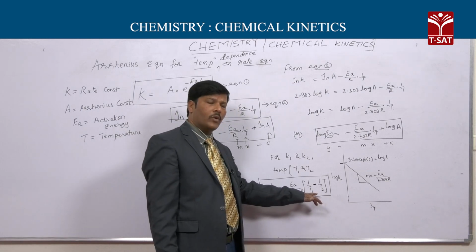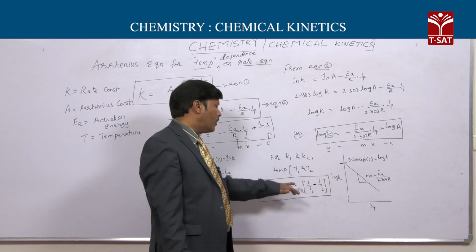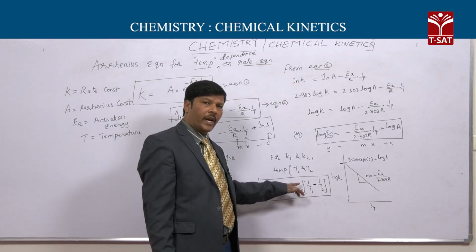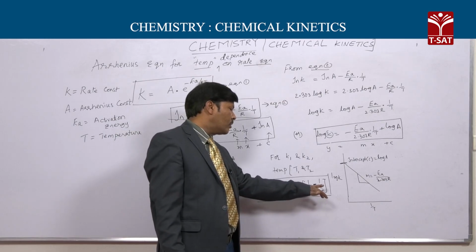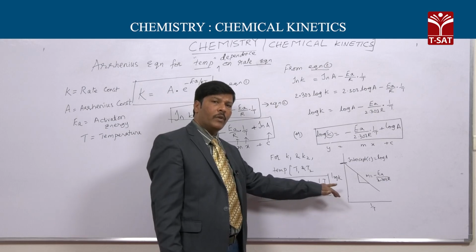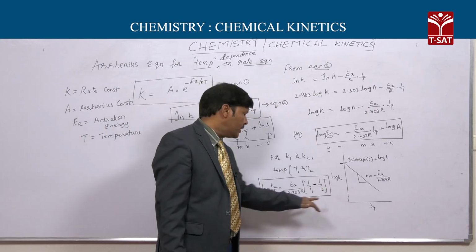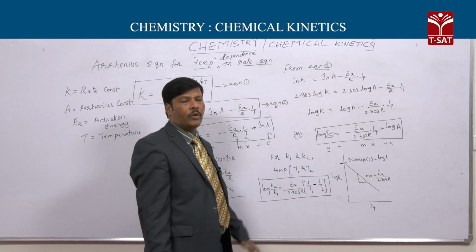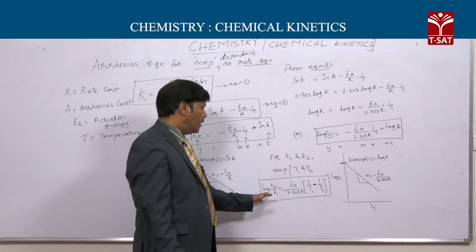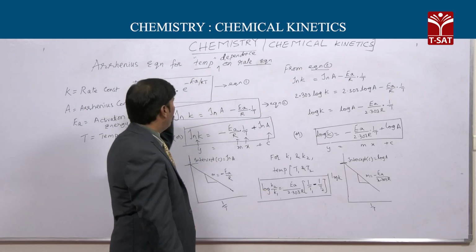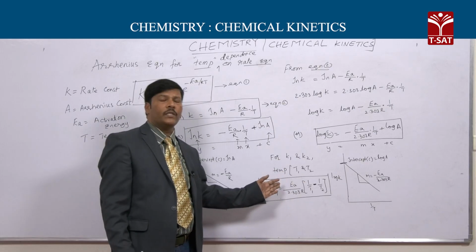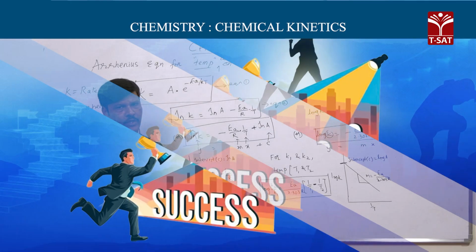R is the universal gas constant. The R value depends upon what units you are taking for activation energy. 1/T1 − 1/T2 gives the temperature differences for the two rate constants, K2 and K1. So this is the empirical relationship of the Arrhenius equation for temperature changes as well as rate constant changes.